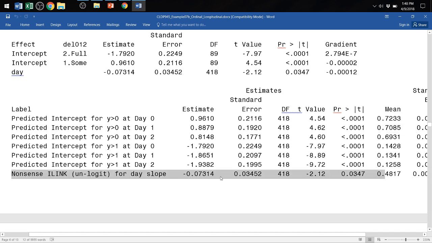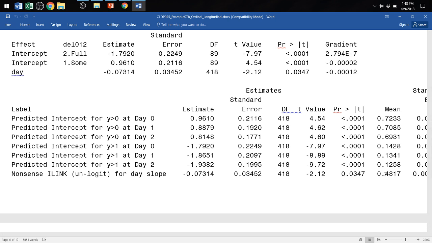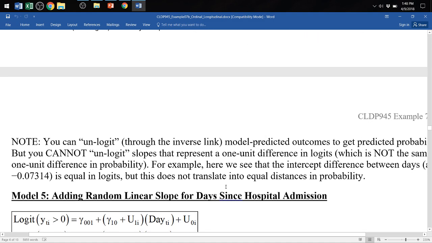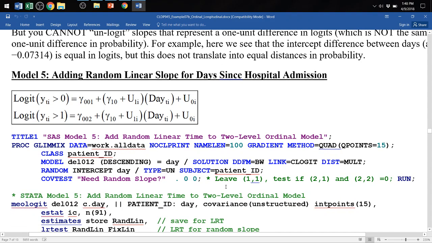Nonsense, I-link. SAS will happily give it to you, even though it means nothing. It will convert minus 0.07 as a logit metric to a probability of 0.48. But nothing changes by 0.48 a day. It makes no sense. So you cannot ever unlogit a slope directly. You have to create predicted outcomes that are the result of the slope and unlogit those predicted outcomes instead. So order of operations, very important. Random slope.